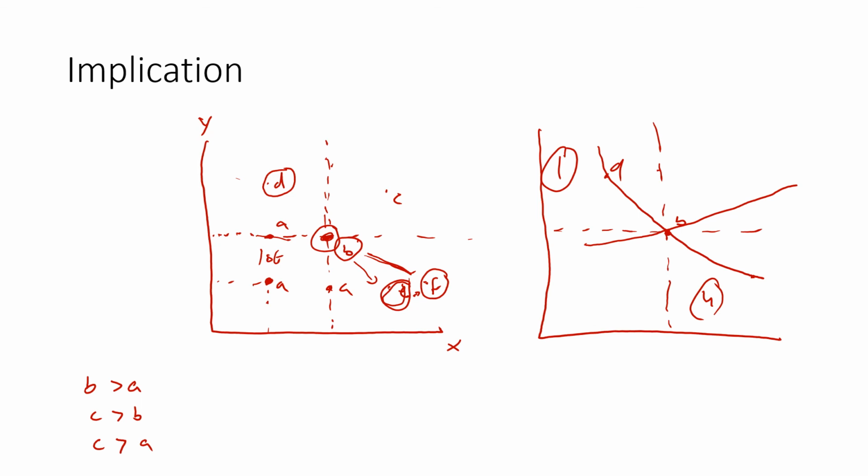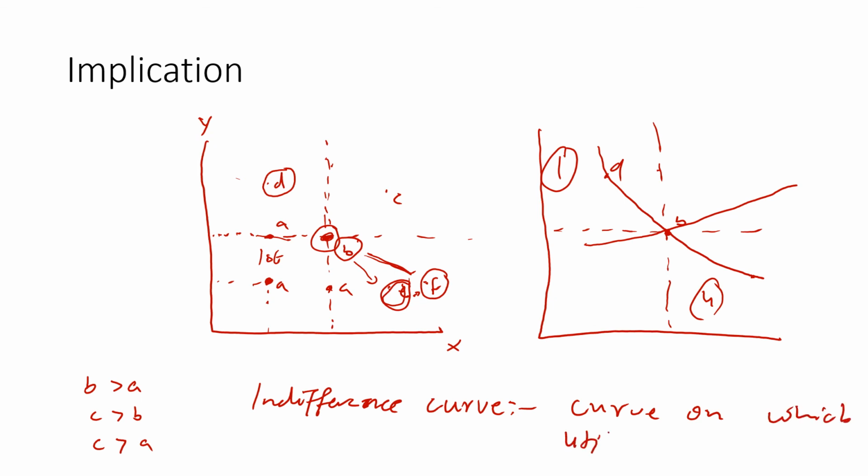So basically the implication of all these properties was that it gives us an indifference curve, and an indifference curve tells us it is a curve on which utility is constant. So I hope you understood this lecture.